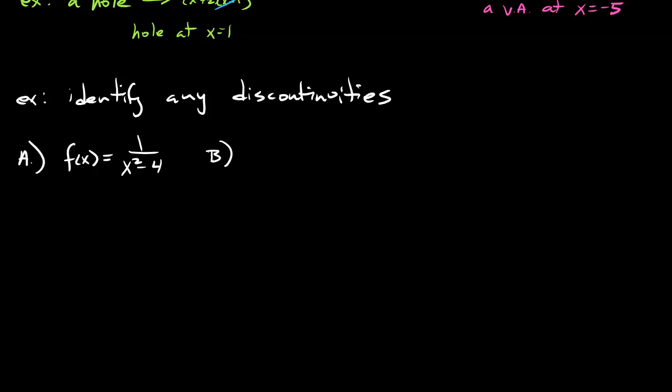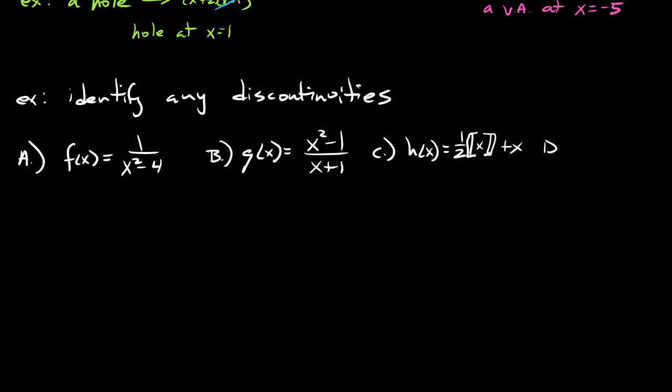The second one, g of x, would be x squared minus 1 over x plus 1. Third one, h of x, would be 1/2 round down, or greatest integer function. It's so hard to write that symbol. I'm running out of space.